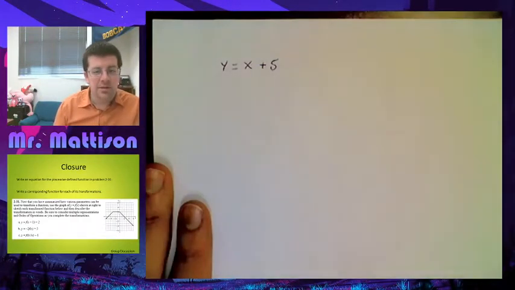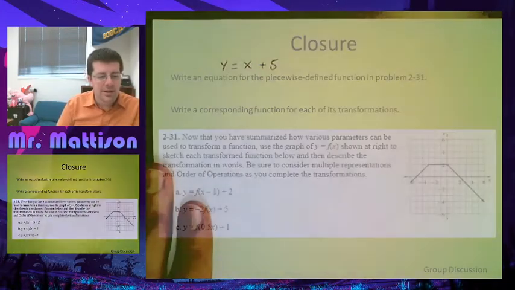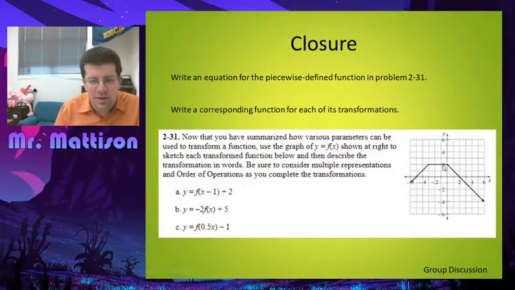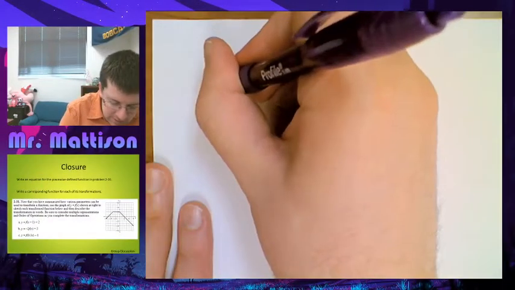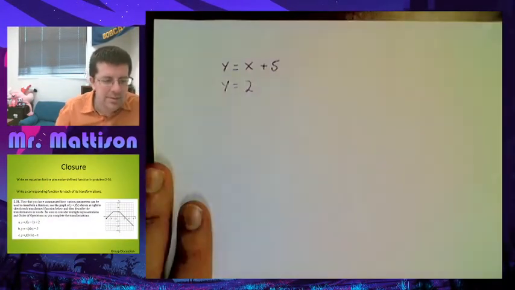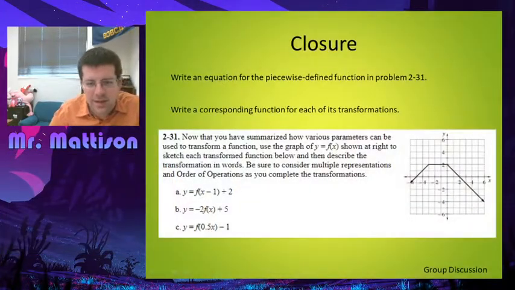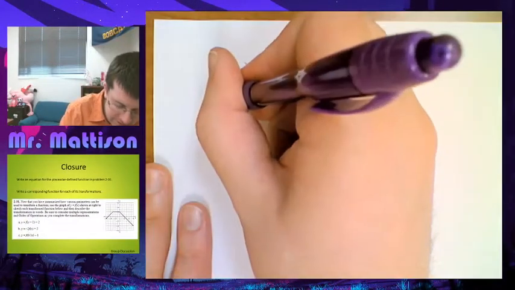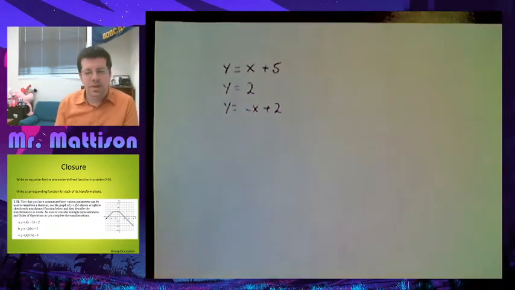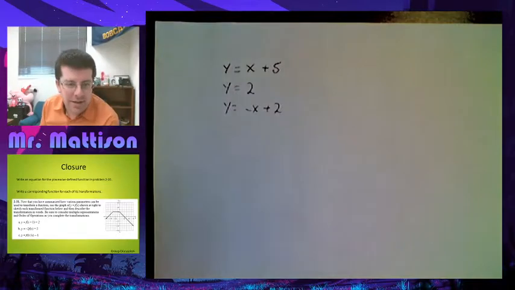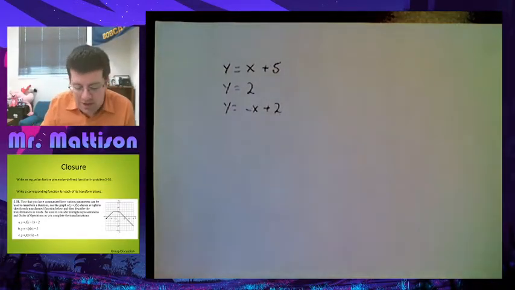There's my kind of first graph there, right? And then my second one, that's just a horizontal line at 2. So that would be y equals 2. And then my third part of my line over here, slope is a -1, that's pretty easy, and then I'm crossing here at 2. So then I would have y equals -x plus 2. Okay, so that's kind of what I got. So let's go ahead and write this as a piecewise function.